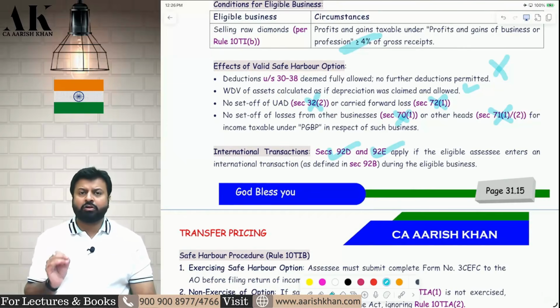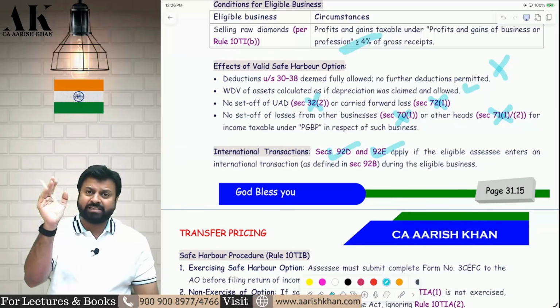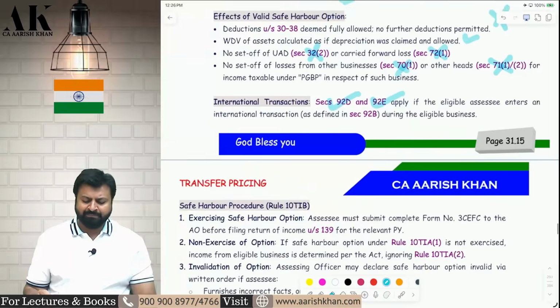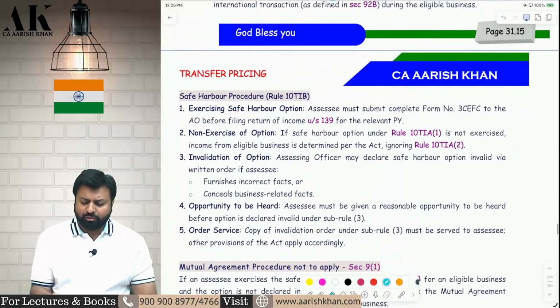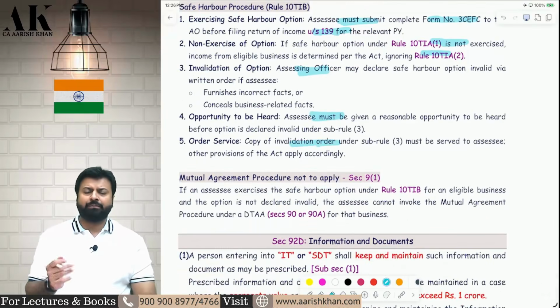You have to maintain all the documents as per 92D, and you also have to fill Form 3CB, that is the tax audit report, 1 month prior to the due date of filing of return, by 31st of October. Procedure again same, you must submit Form 3CEFC within the due date of filing of return. Department will accept or will not accept. If it is invalid, they will reject. Opportunity of being heard will be given, etc. Order will be given that your application is accepted or not.